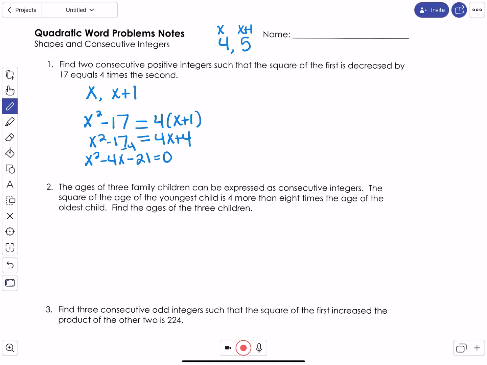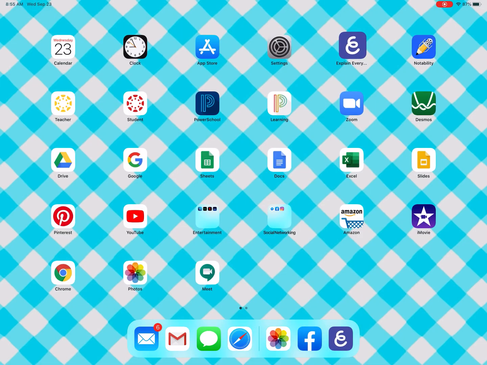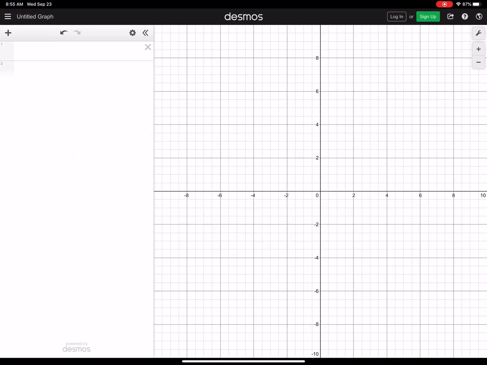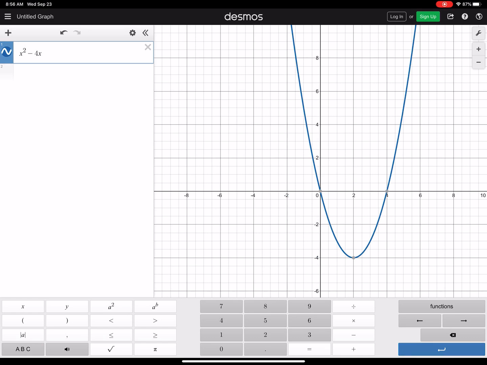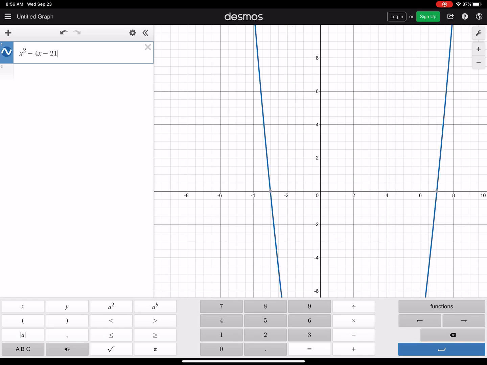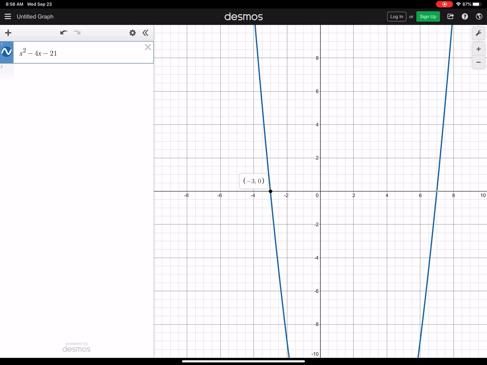From here, this is a quadratic, and there are several different ways I could solve it. I can factor it, I can use the quadratic formula, or I could graph it on Desmos, which is one of our quicker ways. So if I go to Desmos and graph x squared minus 4x minus 21, I got negative 3 and 7. Those are my two solutions.